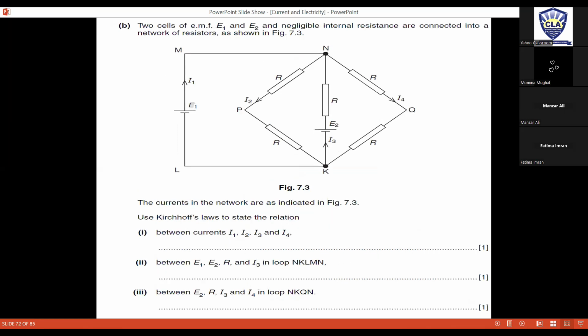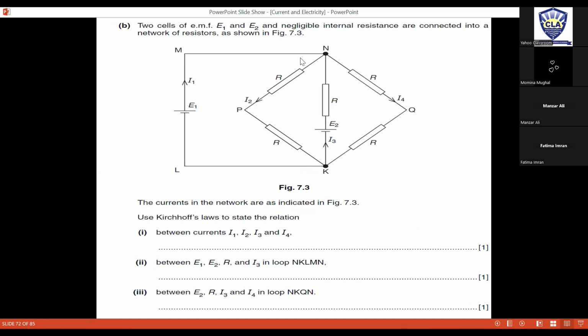Okay, now we have a circuit here. Two batteries are being attached. We have two branches, NPK and NQK, and there's a third branch, NK. We have different currents in different branches. Identify a junction, like I choose junction N.